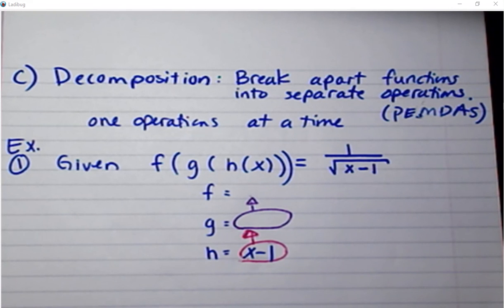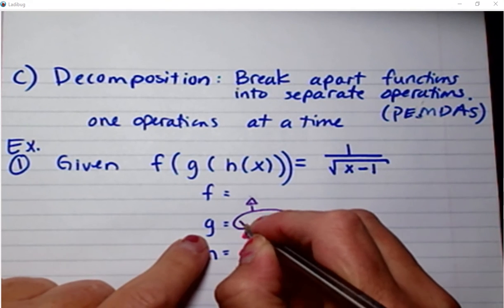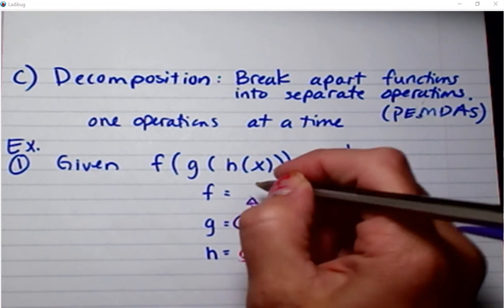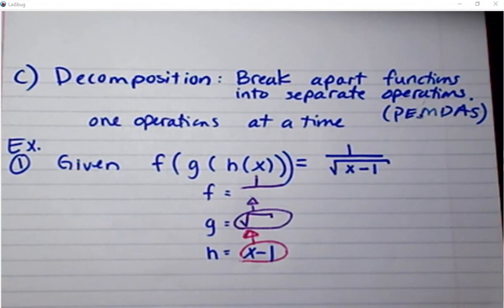One operation at a time. Like square root. Okay, so now that I have the x minus 1 inside the square root, now I need it to be in the bottom of the fraction. One thing at a time. I can't add the fraction in the root.